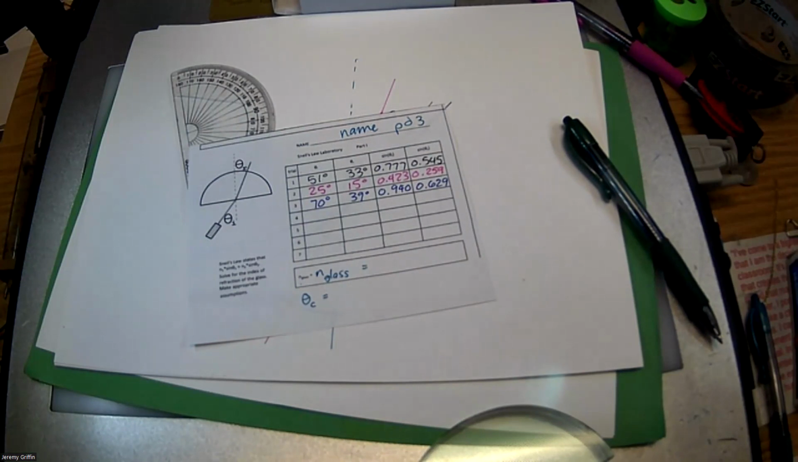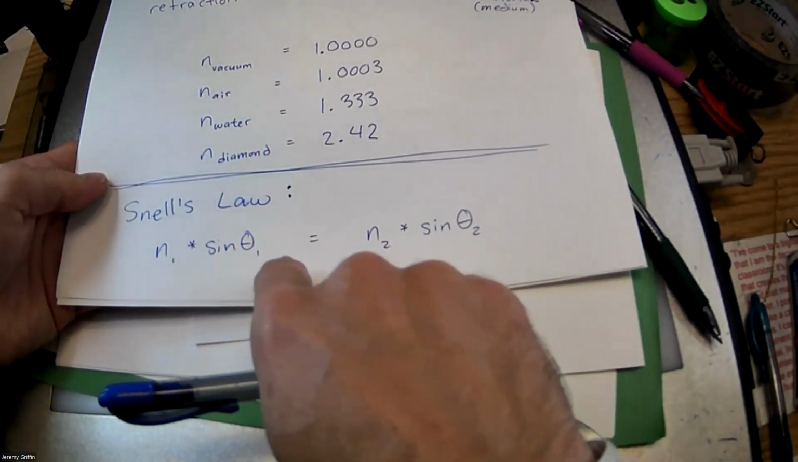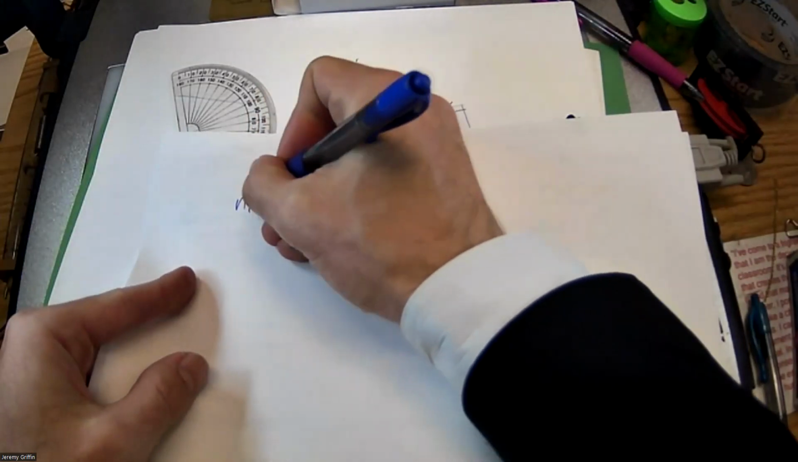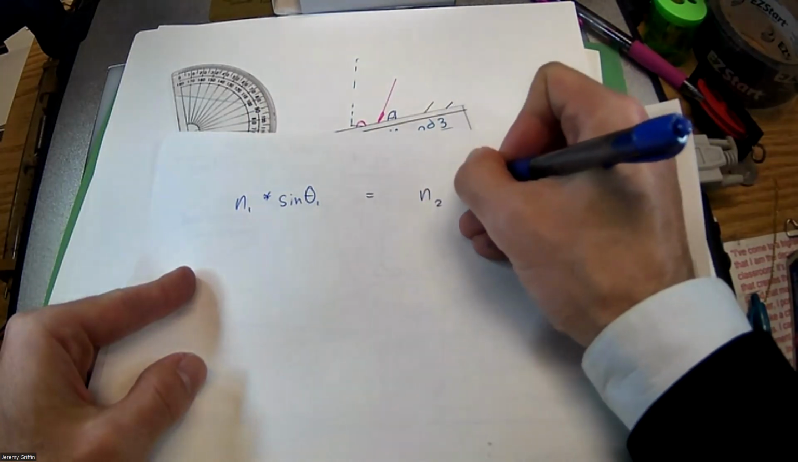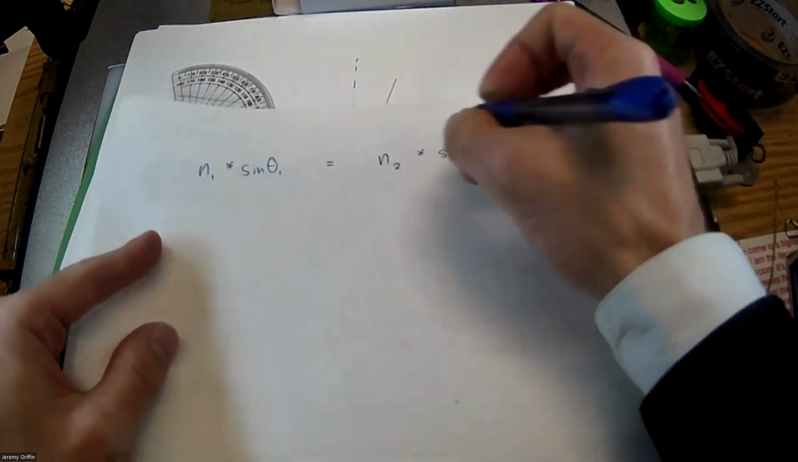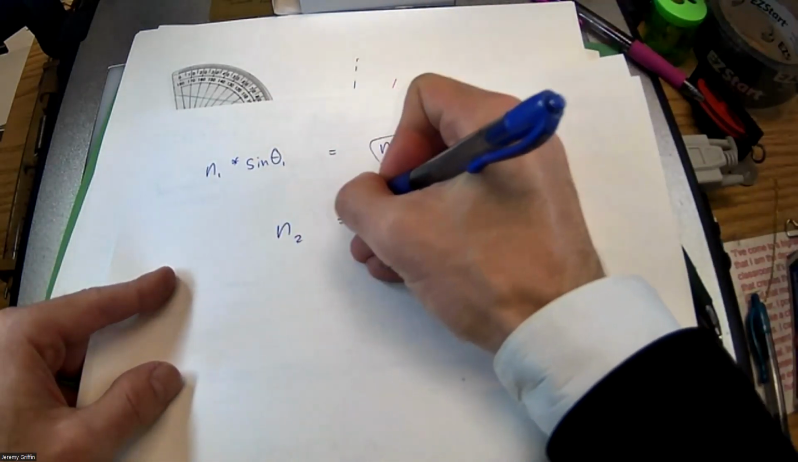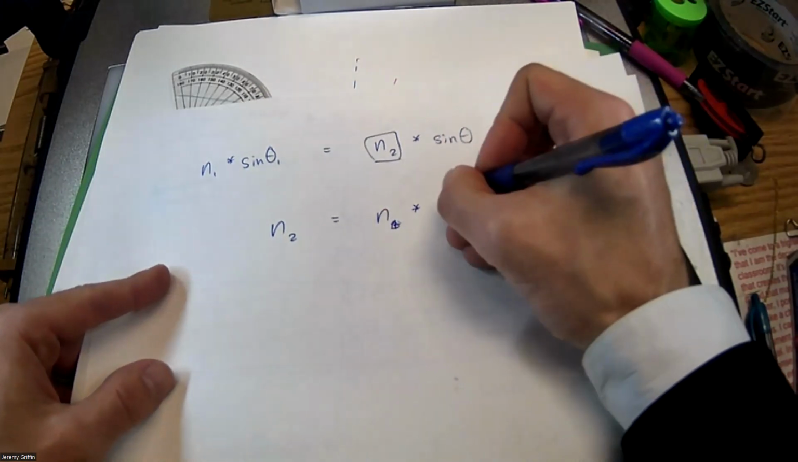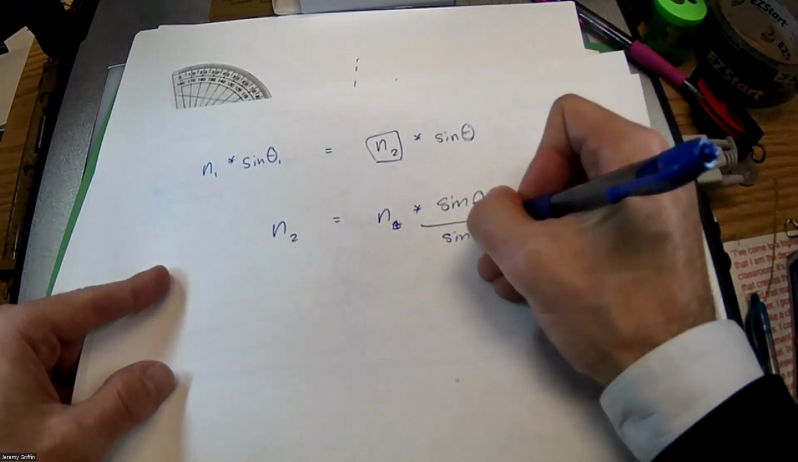Now, if you go back to Snell's law that we flashed here a few minutes ago, let's take that and rearrange it a bit because we're solving for N2 in this case, right? We'll write that here. So N1 sine theta 1 equals N2 sine theta 2. So if I'm solving for the index of refraction of the glass, wouldn't N2 equal N1 times sine theta 1 over sine theta 2?